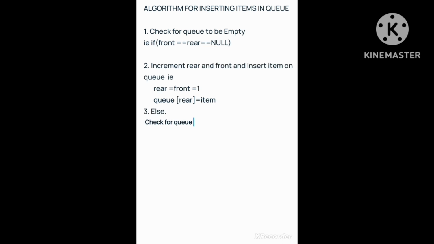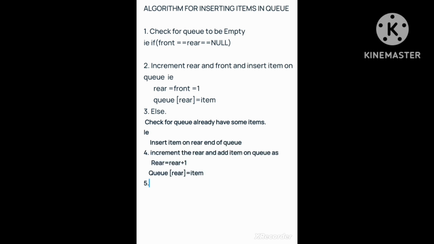In this way, the item inserted on the queue will become the first item or element on the queue. Now, what will happen if our queue already has an item? For that, we will come to the else part of the algorithm. Here we insert the item on the rear end of the queue. So for that, we will first increment the rear end of the queue, not the front end, and then we add the item onto the queue. In this way, we will repeat the else part of the algorithm till either the queue is full or some terminating condition is satisfied.